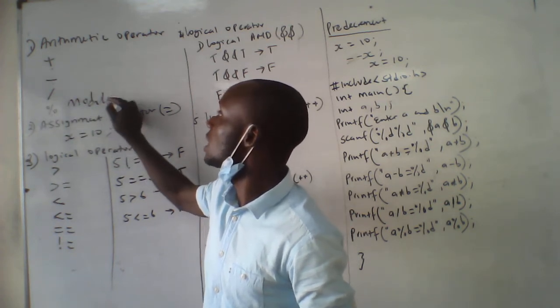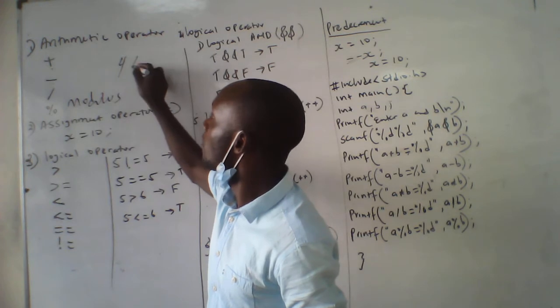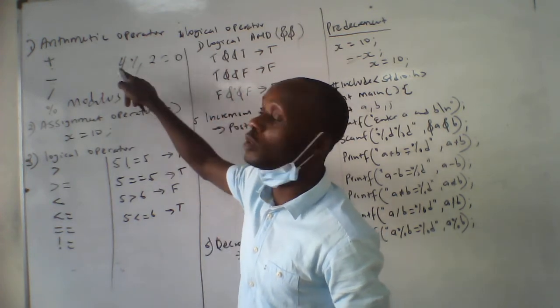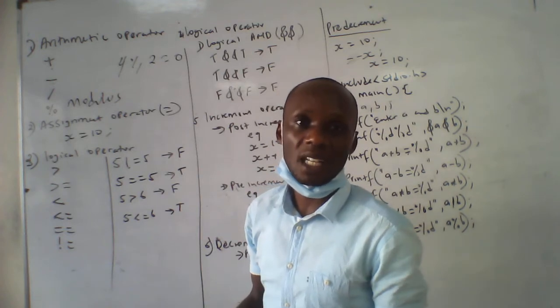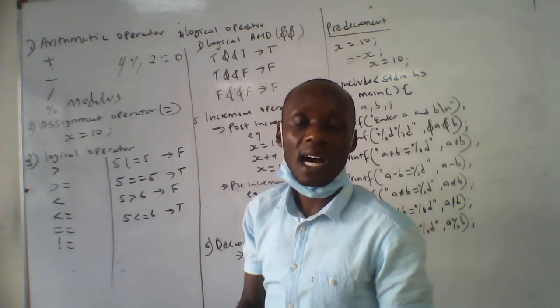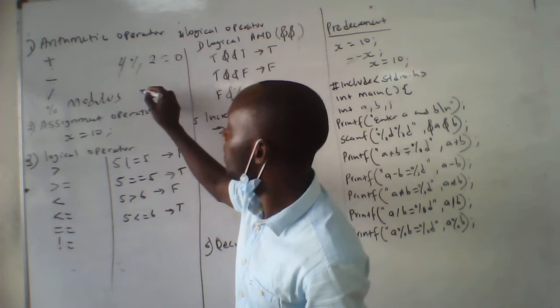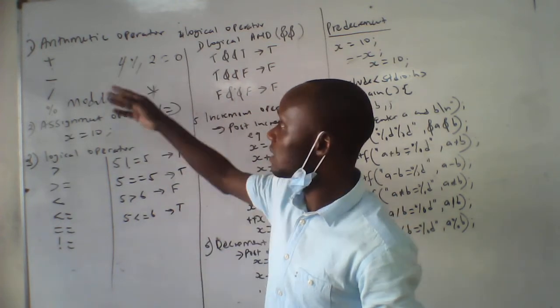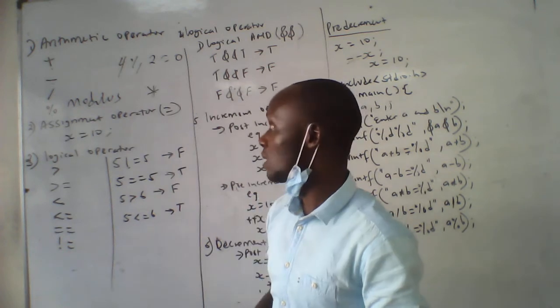The name is modulus. You say 4 modulus 2, the answer is 0. 2 goes into 4 two times, nothing remains. It will divide two or more numbers and give you what remains. And the asterisk is for computing the product. So those are examples of operators under arithmetic.